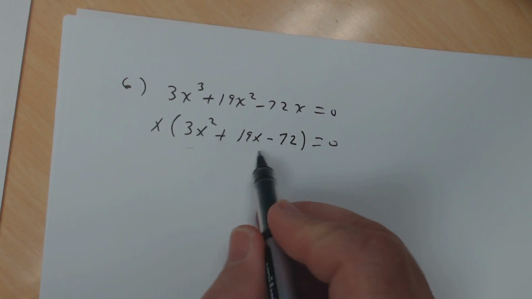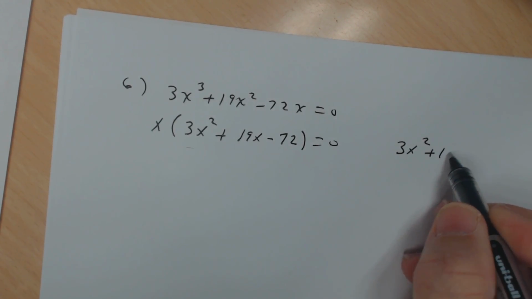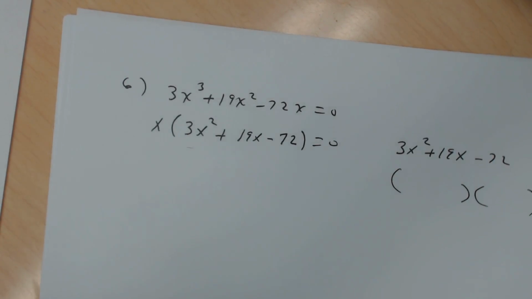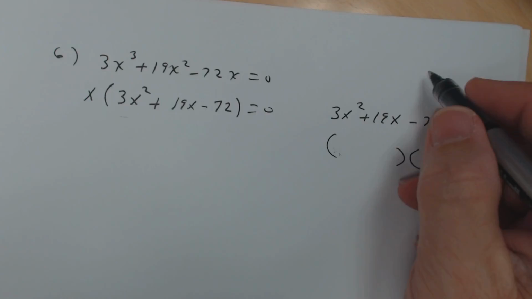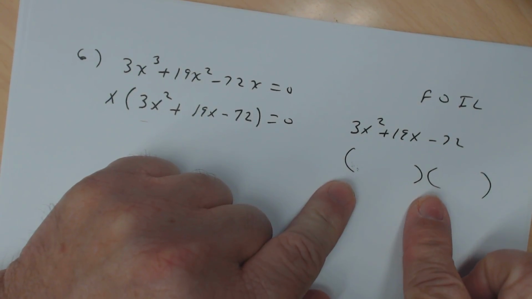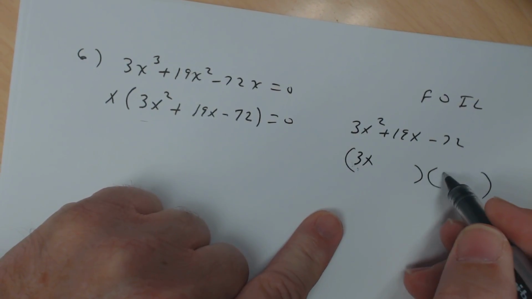Then we have to factor this trinomial. So I'm going to go off to the side here and just rewrite it over here. And then you factor it into two binomials. All right, so the 3x squared is easy. So in terms of FOIL, the F times F, the only possibilities would be 3x and x. So I'm going to say 3x and x.